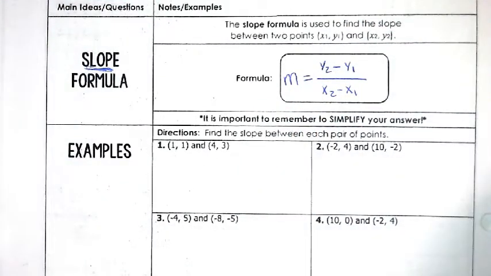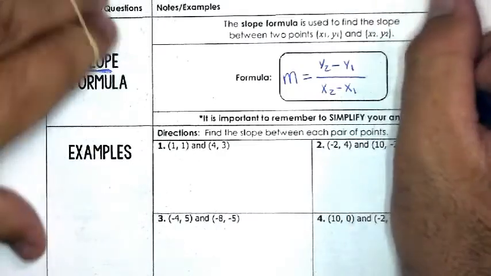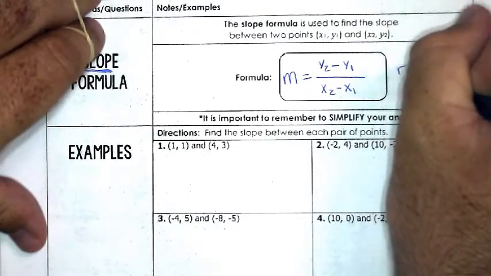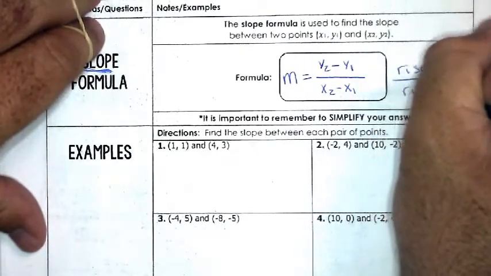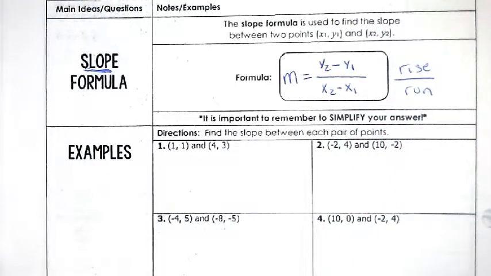Now, I don't want you to be confused. This is still the rise over the run. It's still rise over run. It's just I don't have a graph. I only have ordered pairs or a table, and I got to use that to help solve. But it's still rise over run.